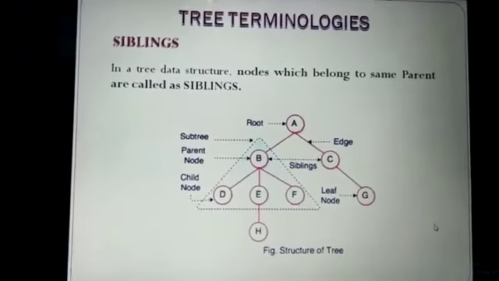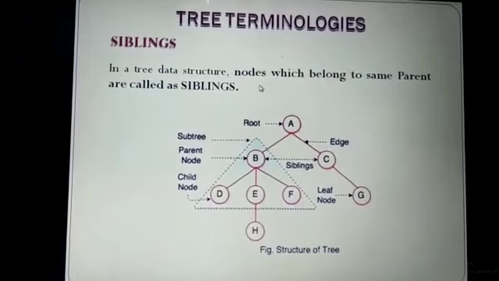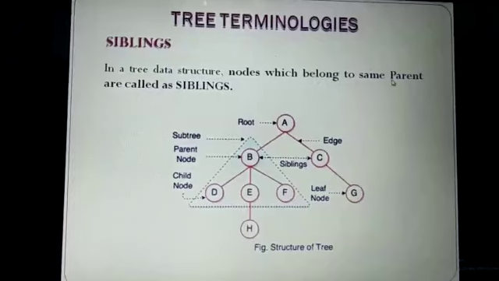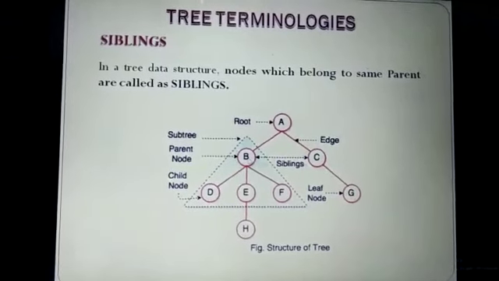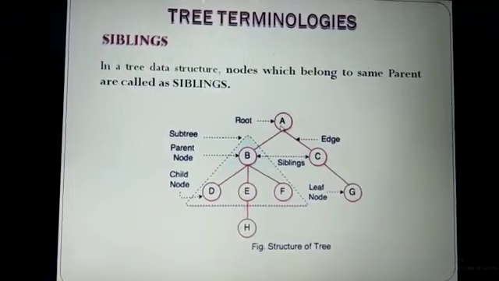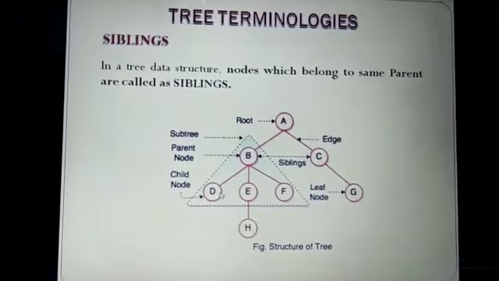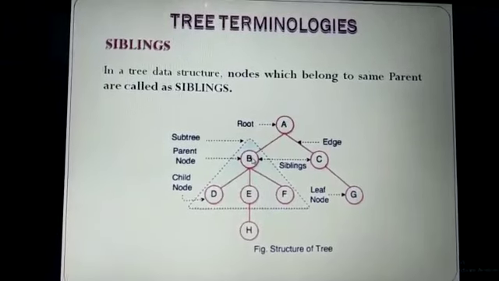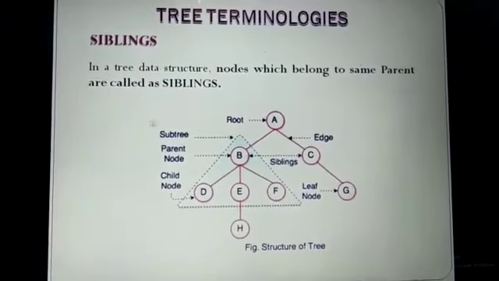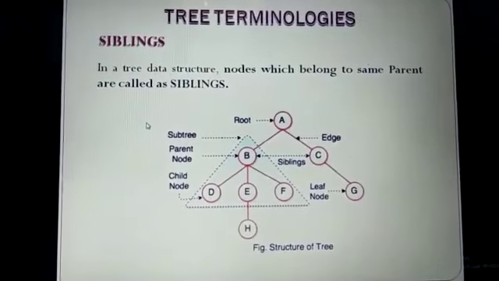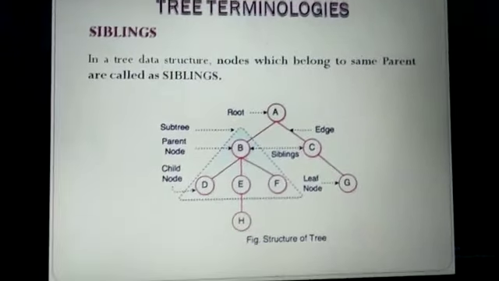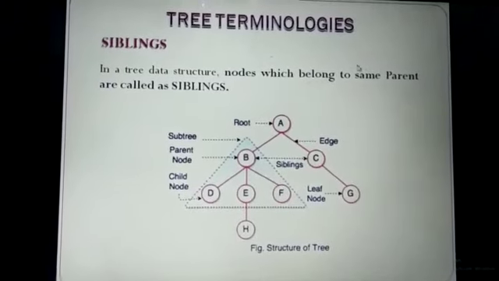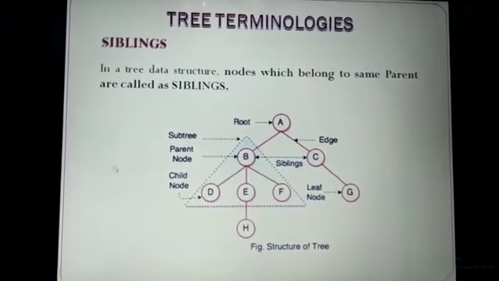Next one, siblings. In a tree data structure, nodes which belong to the same parent are called siblings. The nodes B and C belong to the node A, so they are called siblings. The nodes D, E, F are called siblings because they belong to the parent B. In our daily life, brothers and sisters of the same parent are called siblings. In the same way, in a tree data structure, the nodes which belong to the same parent are called siblings.